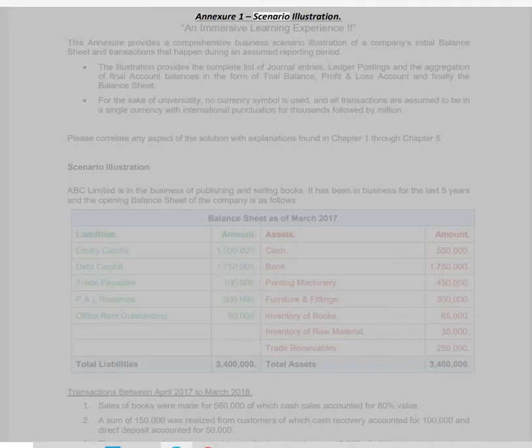Annexure 1, Scenario Illustration. An immersive learning experience. This annexure provides a comprehensive business scenario illustration of a company's initial balance sheet and transactions that happen during an assumed reporting period. The illustration provides the complete list of journal entries, ledger postings, and the aggregation of final account balances in the form of trial balance, profit and loss account, and finally the balance sheet.